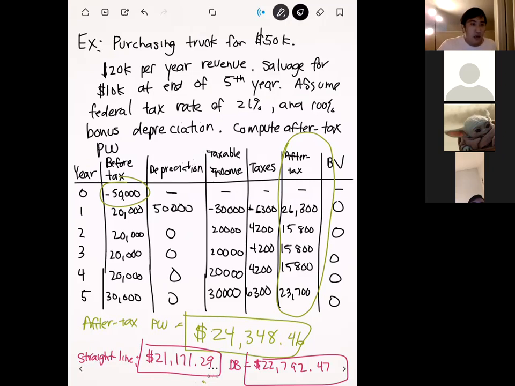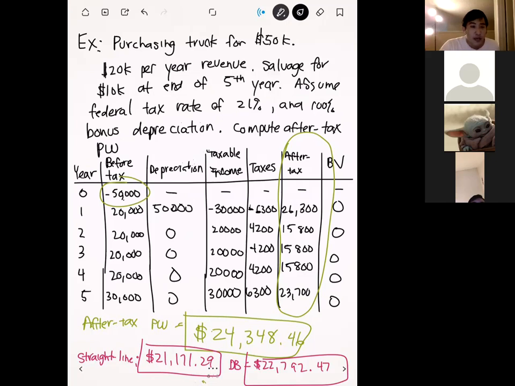Okay. One downside of bonus depreciation is this: from here it makes it look like it's great. But if you decide to sell that asset early, let's say at year two, then we're going to get taxed on basically everything that we sell it for, because our book value is zero. Remember what we talked about, the difference between market value and book value at the beginning of class today.